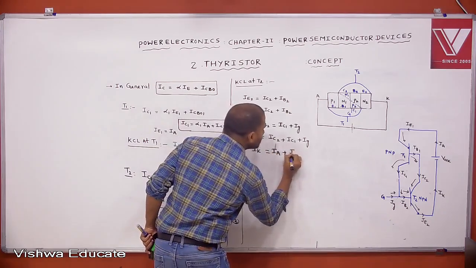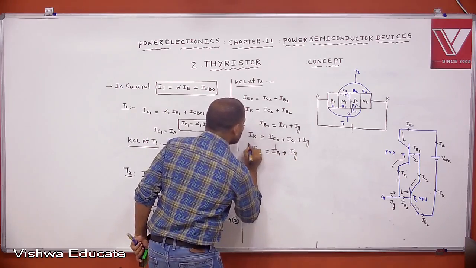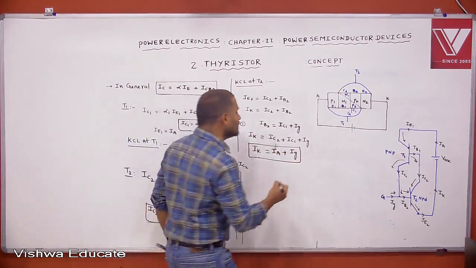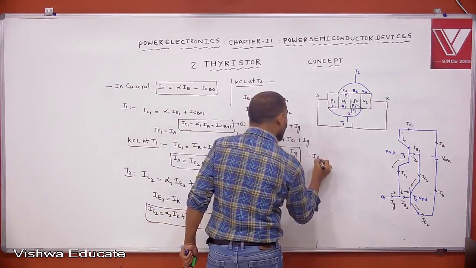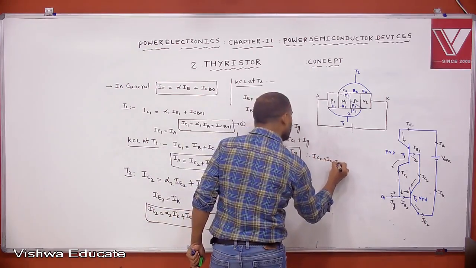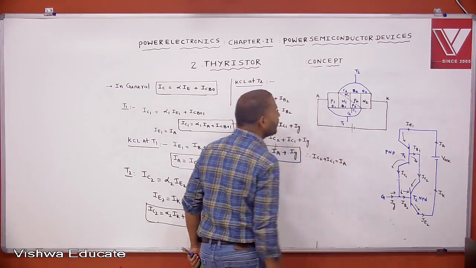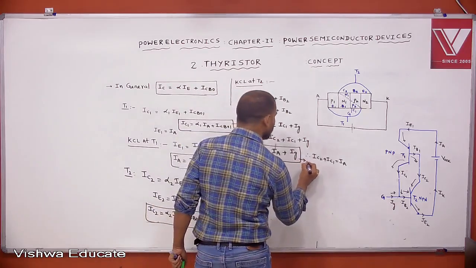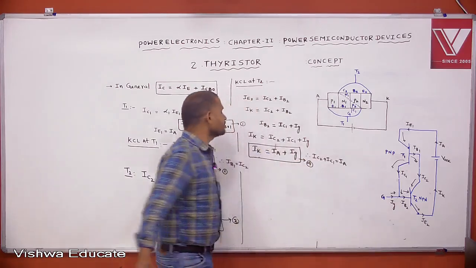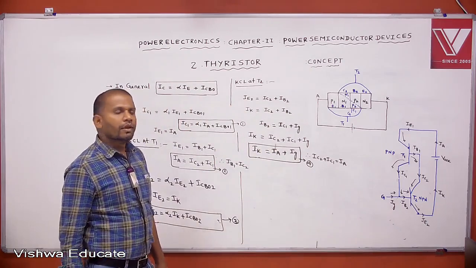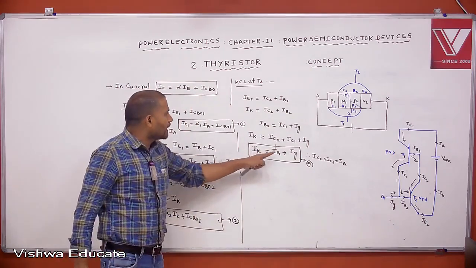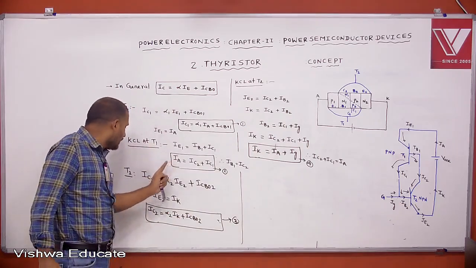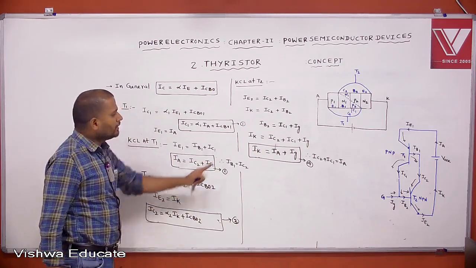Anode current plus gate current. That's why cathode current equals the sum of the anode current plus gate current, since IC2 plus IC1 equals IA. Anode current equals the sum of the two collector currents. Okay, let this be equation 4. Now let's see. This is the cathode current. This is IC1 current, this is anode current, this is IC2 current, and this is cathode current.